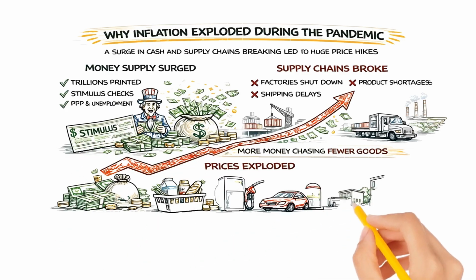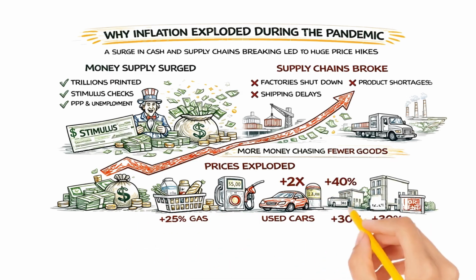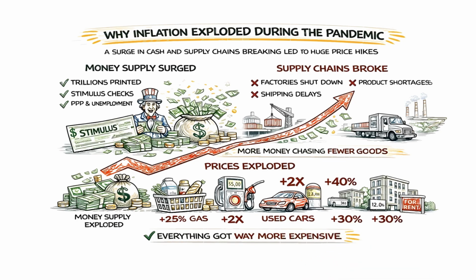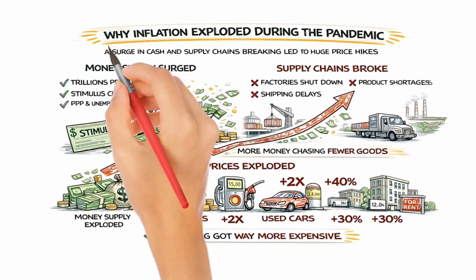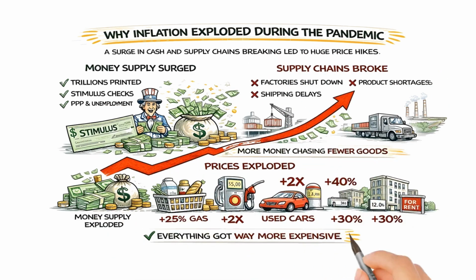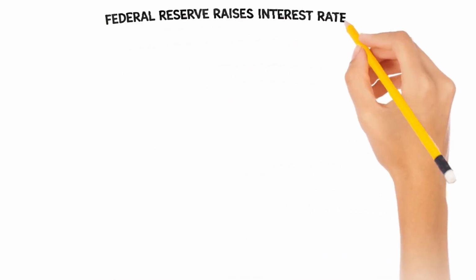Factories shut down, ships got stuck in ports, trucks couldn't move goods, warehouses ran out of inventory, so we had more money chasing fewer goods. Classic inflation setup. The result? Prices exploded. Groceries went up 20 to 30%. Gas doubled. Used cars became more expensive than new cars. Rent spiked. Everything got more expensive.